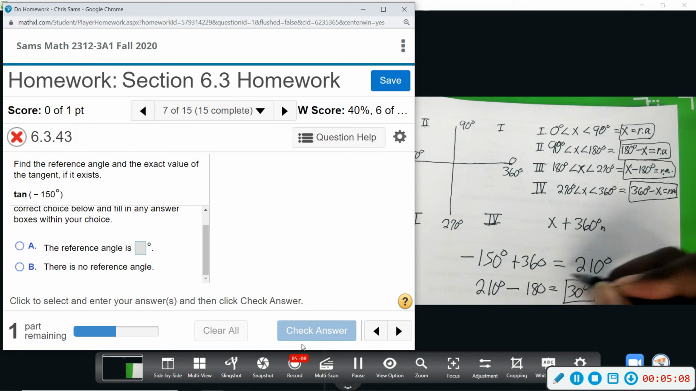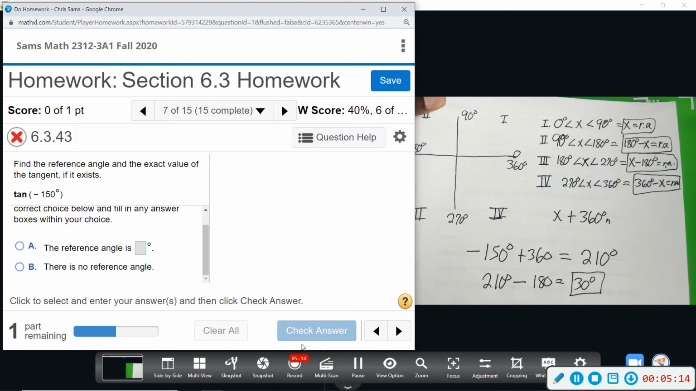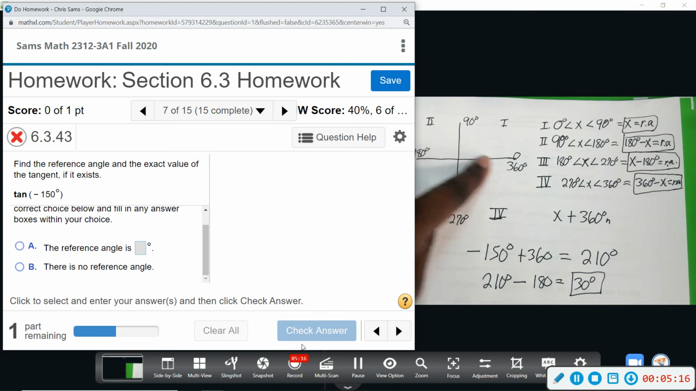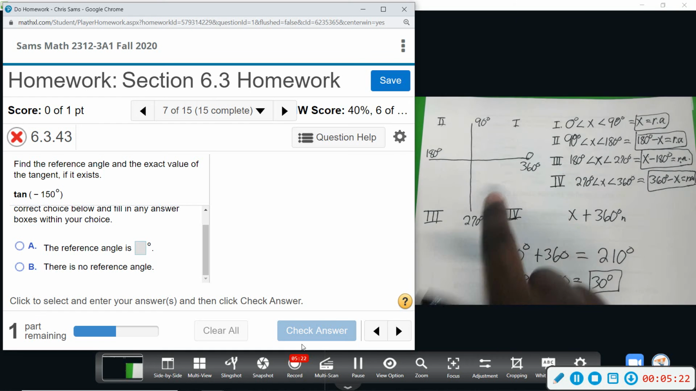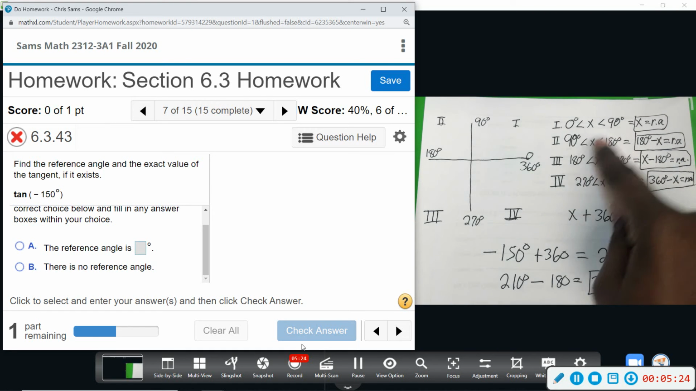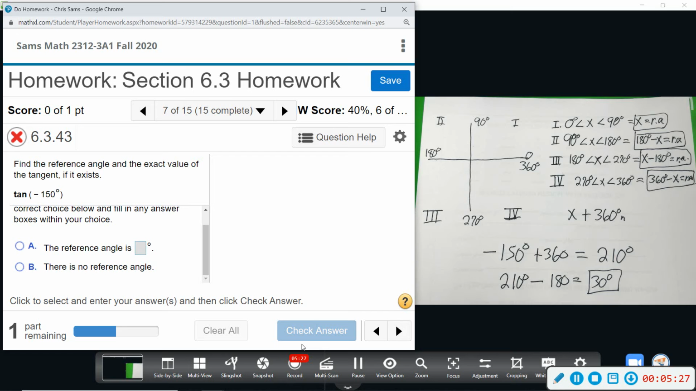Your reference angle is always going to be a measurement that's less than 90 and has to be positive. If it falls on one of these, the origin, the axis, then it does not have a reference angle. It has to be in between. Okay? That's why we don't have an equal to sign on any of these. So our reference angle is 30.